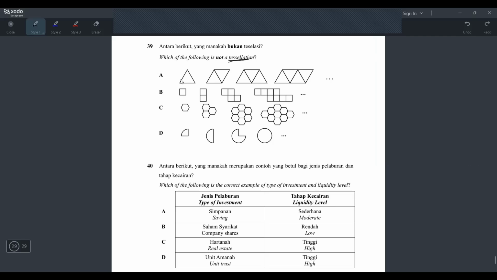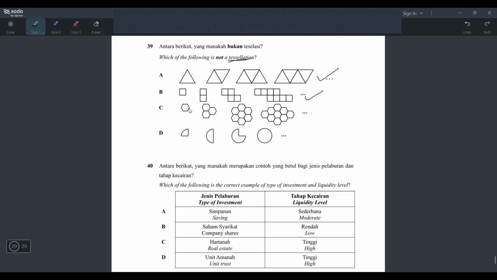So if you look at A, this is a triangle, right? And then this one has 2 triangles, 3 triangles, 4 triangles, and you can see there's no empty space, there's no overlapping. So this is definitely tessellation. This one is also a pattern of repeating shape, all right, and there's no empty space, there's no overlapping. So yeah, this is tessellation.